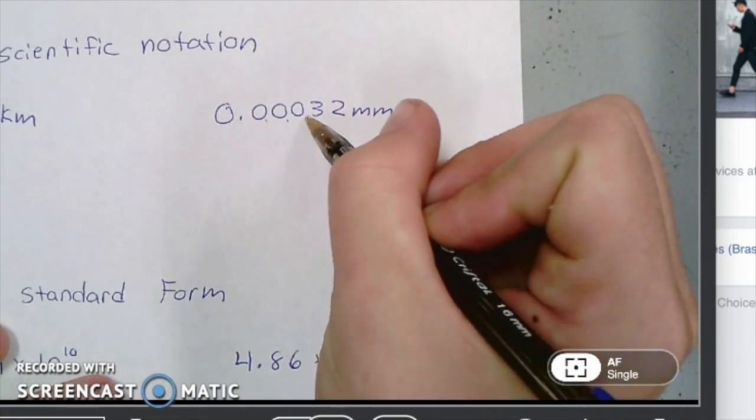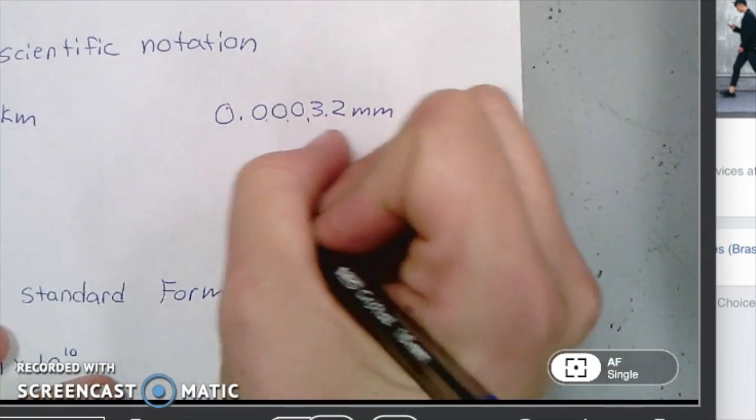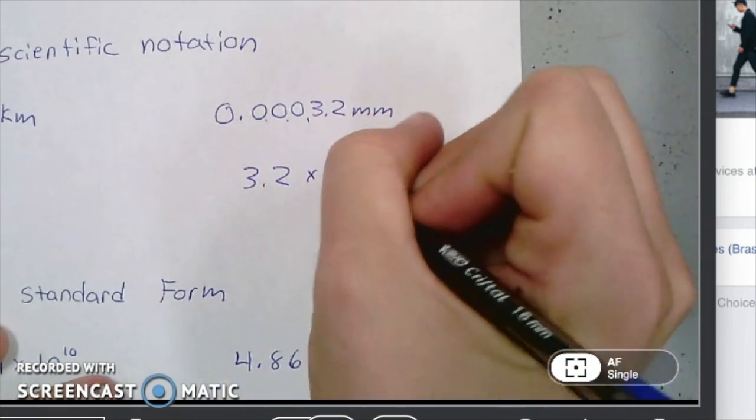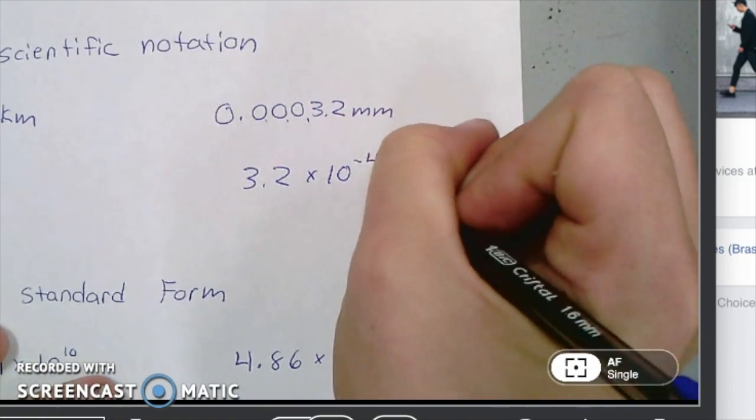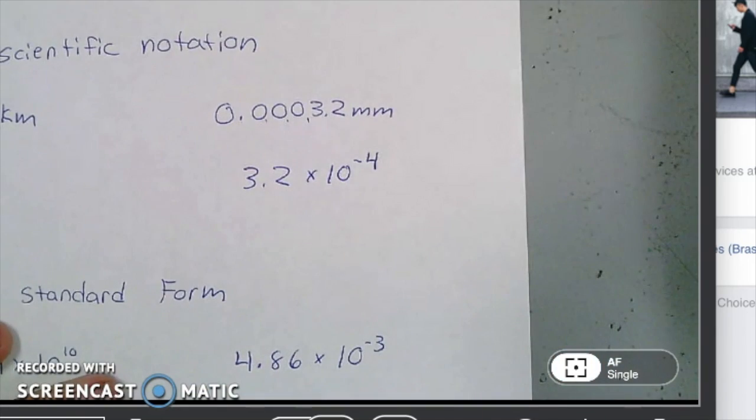What about this one? 1, 2, 3, 4. I went 4 spaces that way. So my answer will be 3.2 times 10 to the negative 4th. I can check that I went to the right and look how small that starting number was.